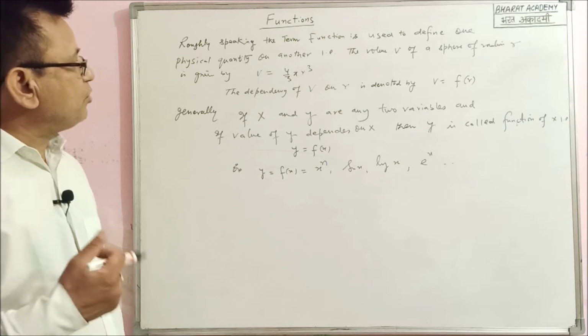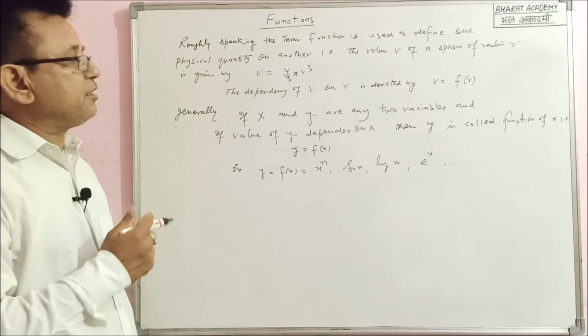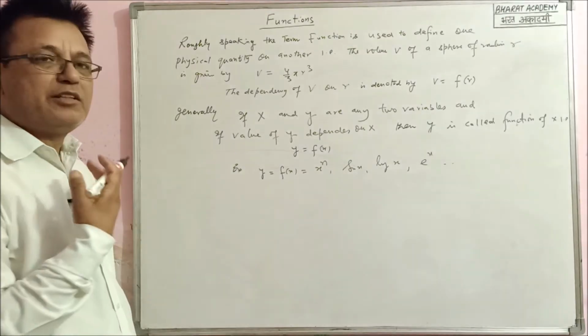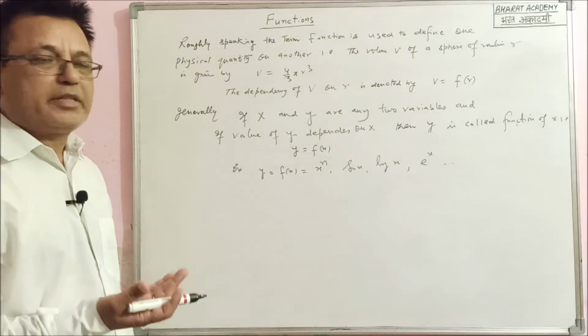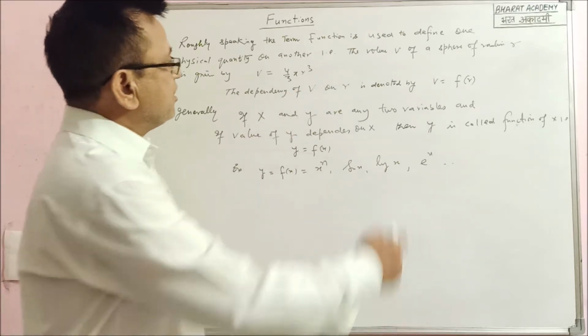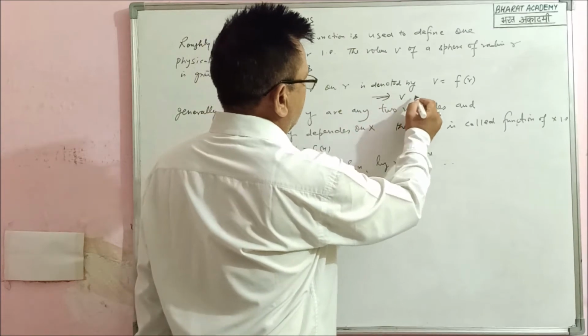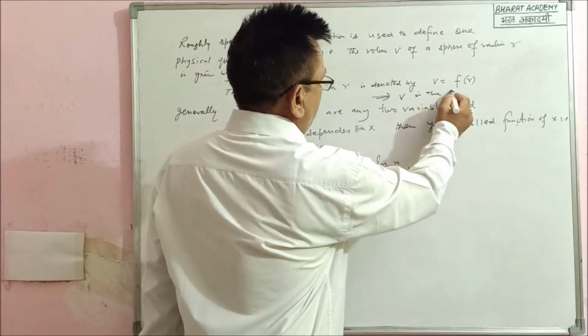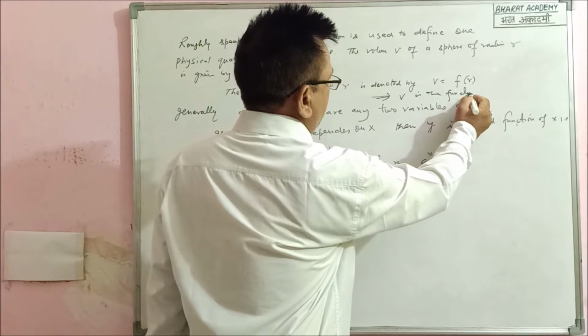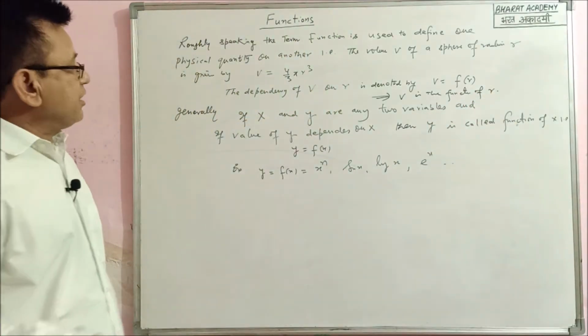It means the volume of the sphere depends on its radius, and the dependency of the volume v on radius r is denoted by v is equal to f(r). Means v is the function of r. Generally we can take it like this.